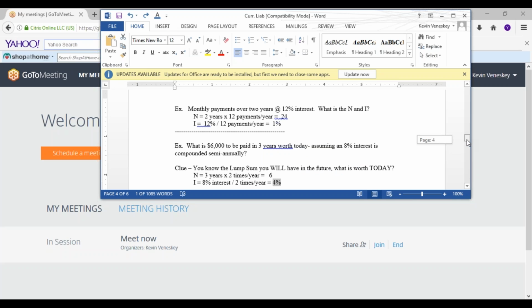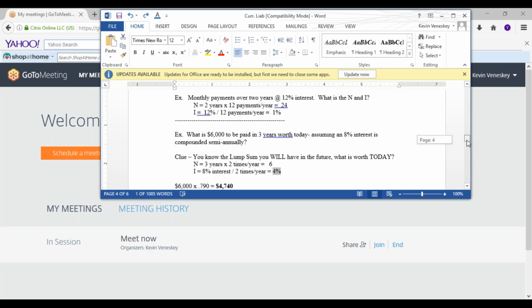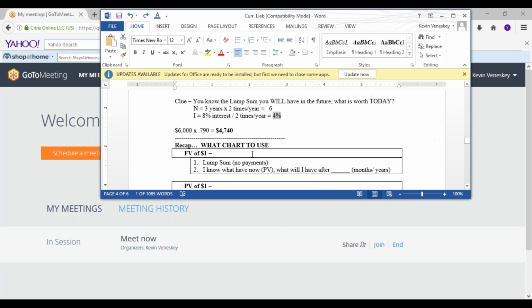If I look up on the present value of a dollar table, N is 6, I is 4, you should get 0.790. Multiply that by our known figure, the lump sum. Neither party would be hurt if instead of paying $6,000 in 3 years, $47.40 was paid right now. That's how the time value of money works.